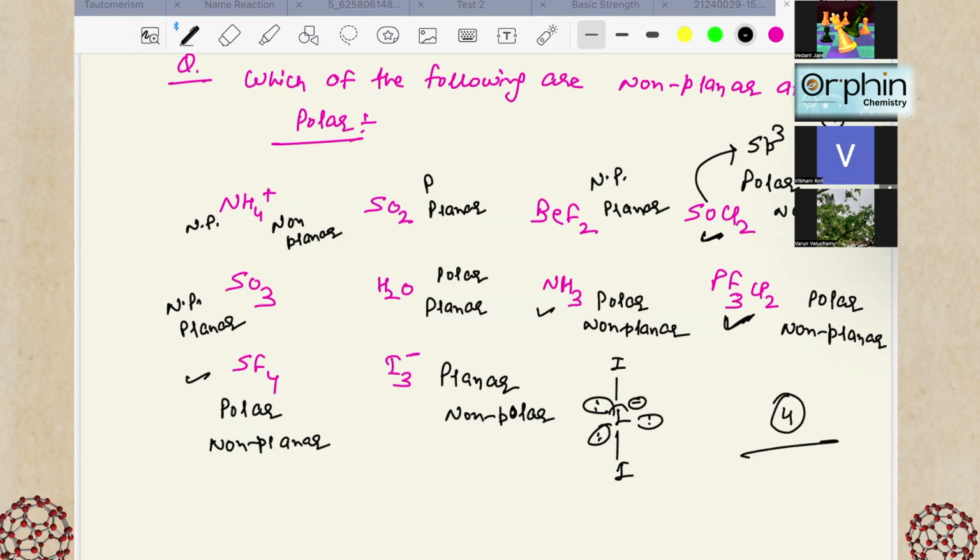So Vedant, you got these 4 only? Yes, sir. Correct. Afik, which one did you consider extra? BeF2. How can it be non-planar here? 3 atoms are there. Yes, sir. Vibhani, which one did you miss? Sir, SF4. Varun, SO3. SO3 is trigonal planar, right? It is sp2, it is trigonal planar.